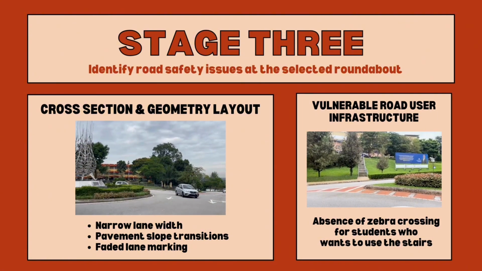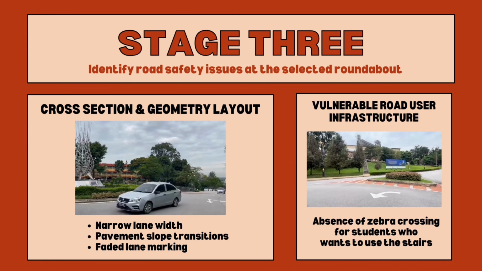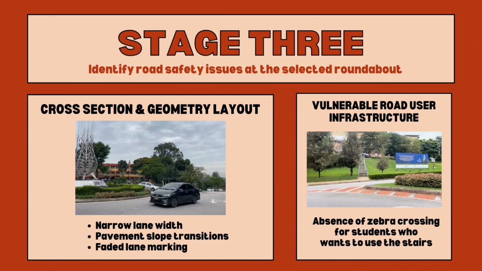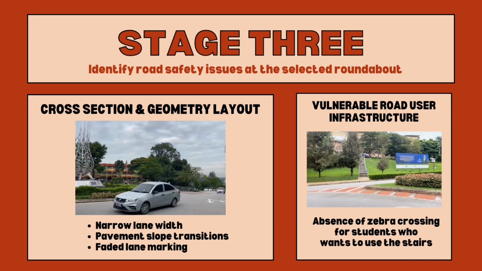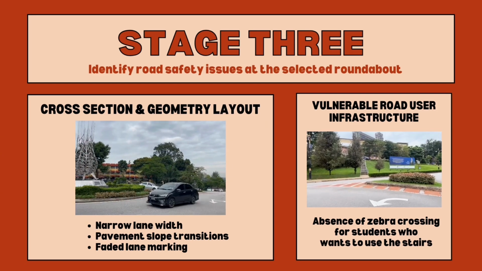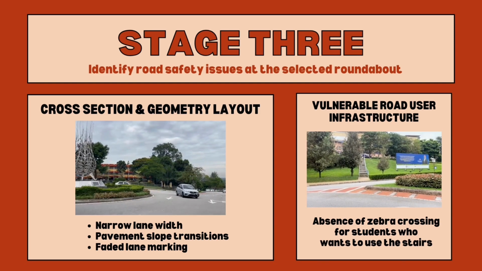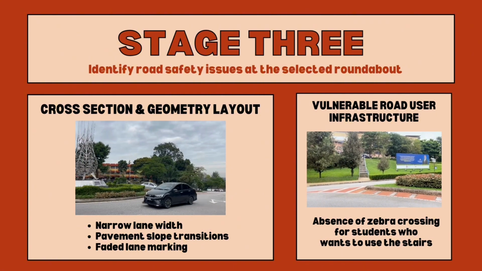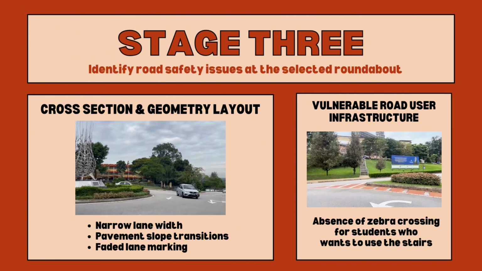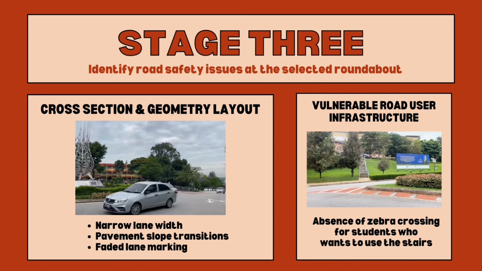Next, we also must consider the safety of vulnerable road users, particularly students who need to access the staircase located near the roundabout. Currently, the staircase is situated on the opposite side of the road, and there is no zebra crossing nearby to facilitate safe crossing. This lack of pedestrian infrastructure poses a significant risk, as students may attempt to cross the road without proper guidance.